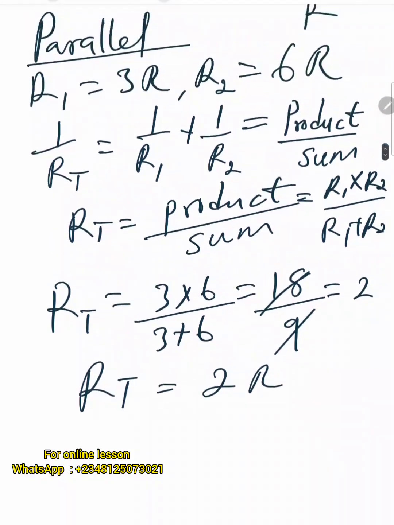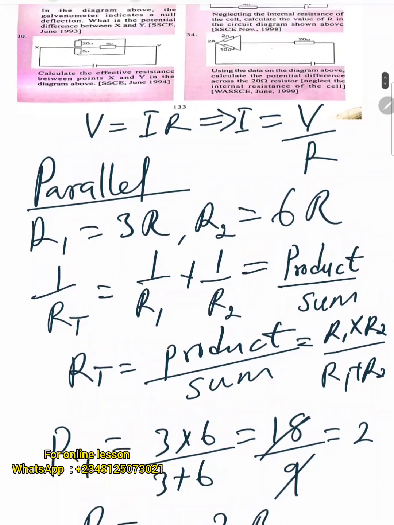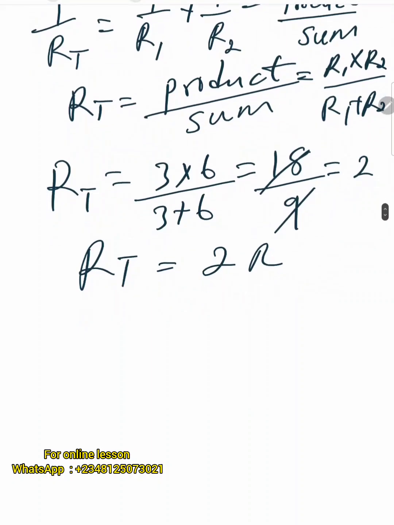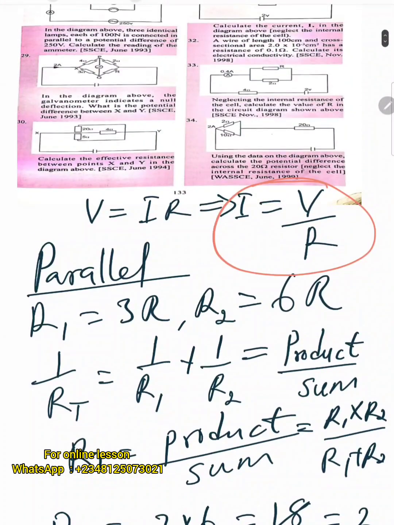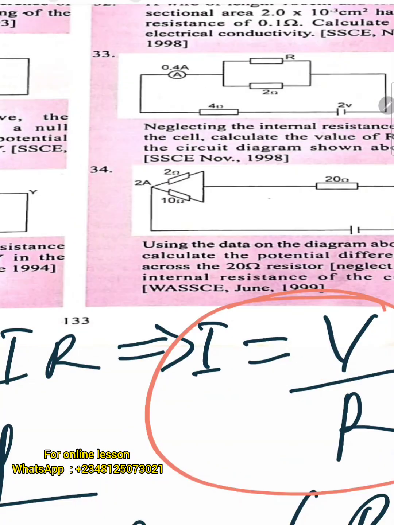Now, let's go back to our formula. So remember this formula here. We need to use it to get the current now. Current I equals potential difference all over the resistance. Now let's look at that circuit. What is the potential difference given to us there? The potential difference there is 2.